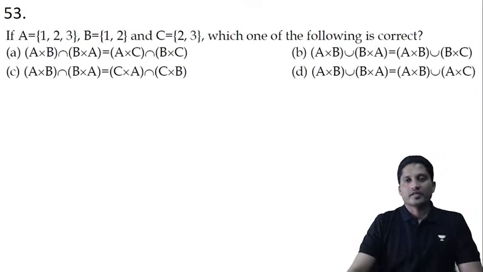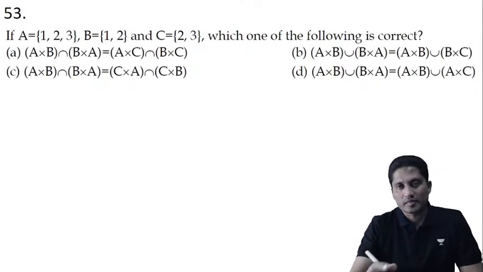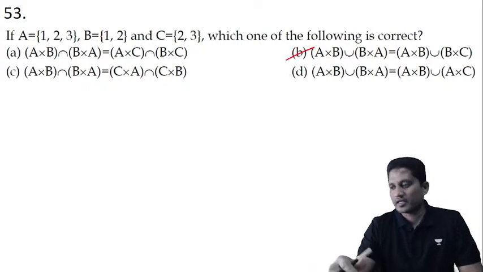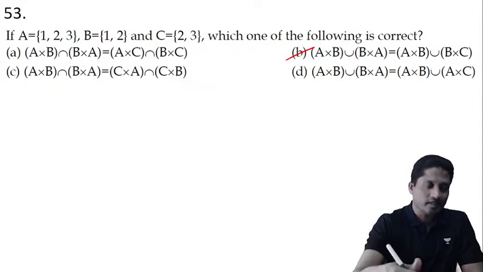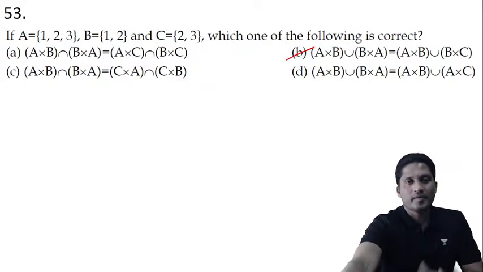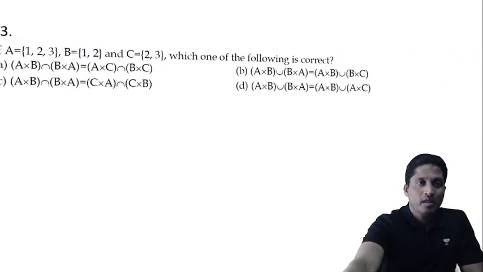Alright, question number 53. You find out A cross B, B cross A. You simplify all this, guys. Only B will satisfy. A cross B union with B cross C. Yes, the answer is option B only. Try this, okay? Find out A cross B union B cross A. Take the unions, then you find A cross B, B cross C union. It will be the same. The answer will be B only. It's a simple question on relations which people do in 11th standard only.